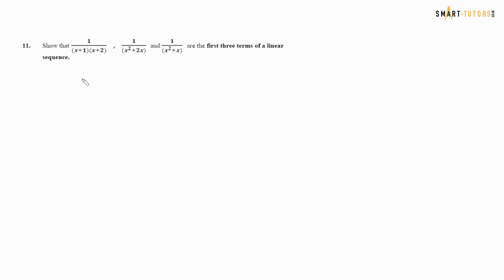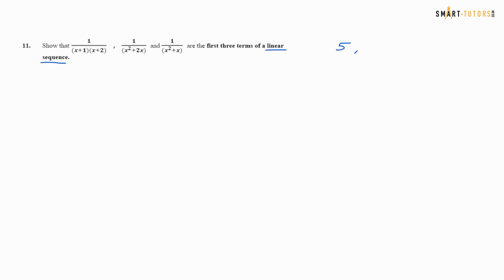Question number 11. Show that the algebraic fractions 1 over (x plus 1)(x plus 2), 1 over x squared plus 2x and 1 over x squared plus x are the first three terms of a linear sequence. The linear sequence is the same as your arithmetic sequence. Let me quickly jump onto an example.